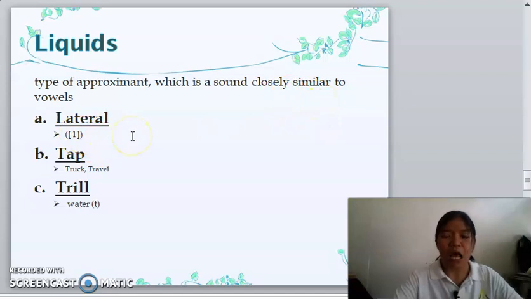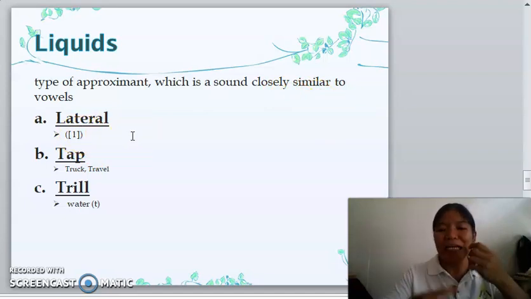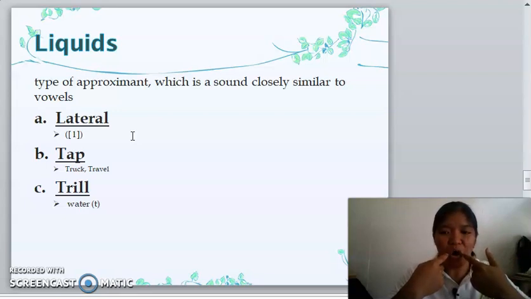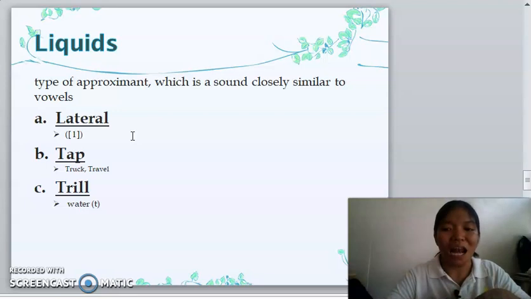For example, lateral. I have told you a while ago, lateral is produced here. How is the sound produced? The air passes through the sides of the tongue while the tongue is pressed against the alveolar ridge. Remember alveolar ridge, which we have talked about in place of articulation. So lateral. Produce the sound of L with your mirror and see that these sides are open. L. That's lateral.